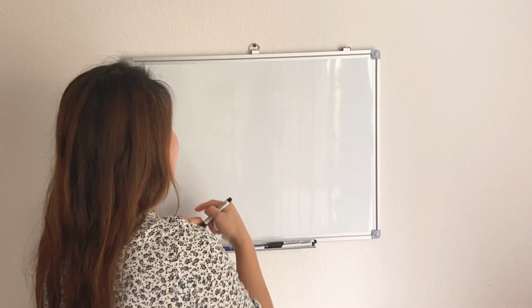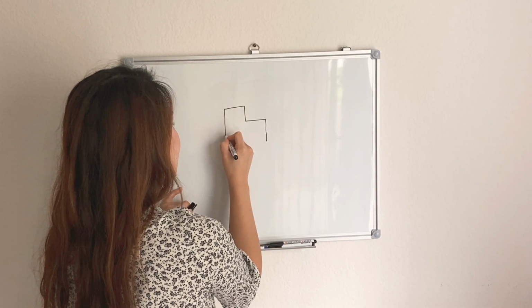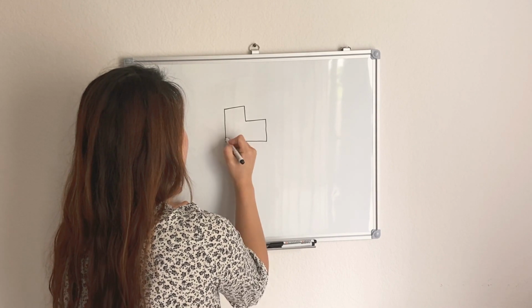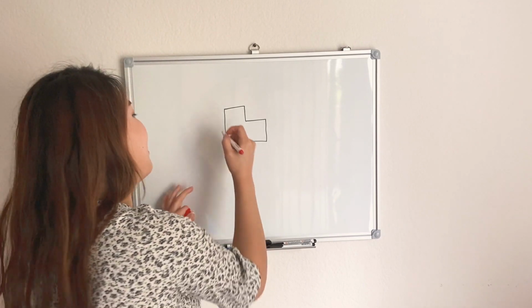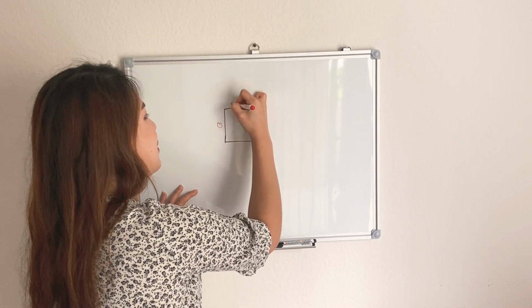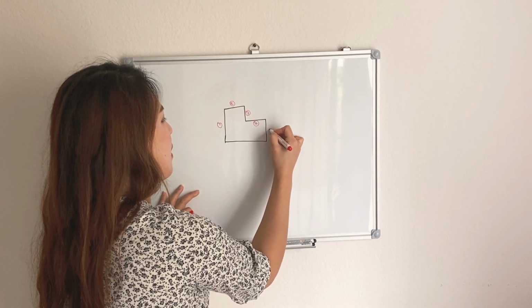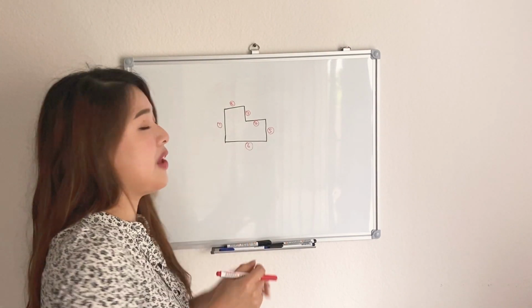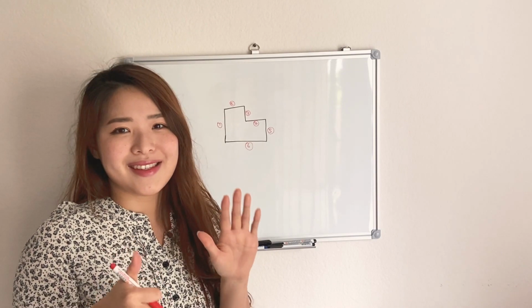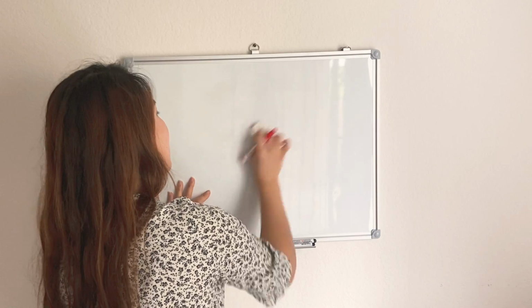And let me draw another figure. How about something like this? Now count with me. 1, 2, 3, 4, 5, and 6. So how many lines does this figure have? 6. Beautiful. Awesome. So moving on to the next lesson.